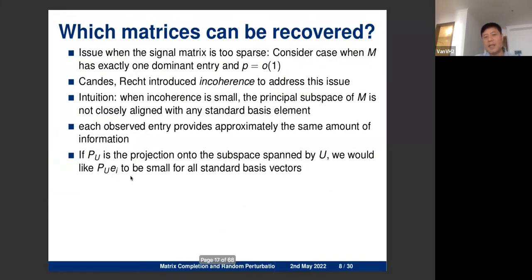Technically, if I denote P_U by the projection onto the subspace spanned by a set of vectors U, and these are the singular vectors of the matrix, then we expect that the projection of the basis vector e_i onto U is small. Right? So P_U e_i is small.